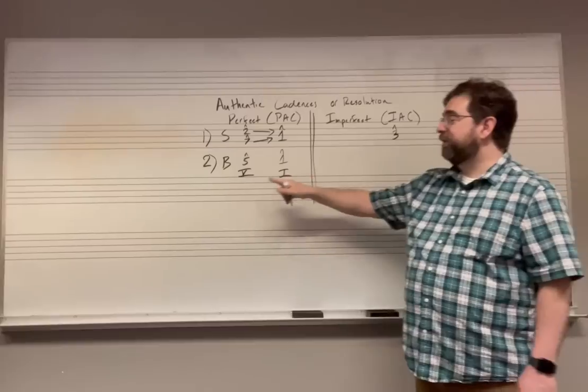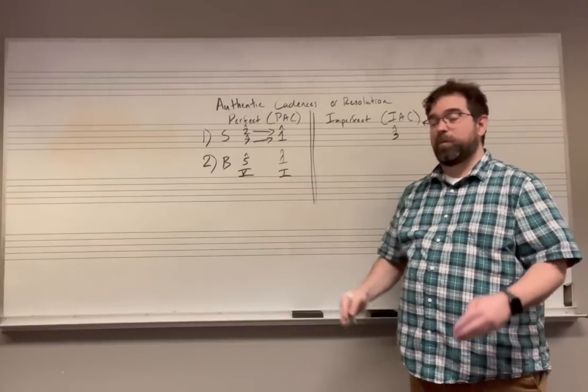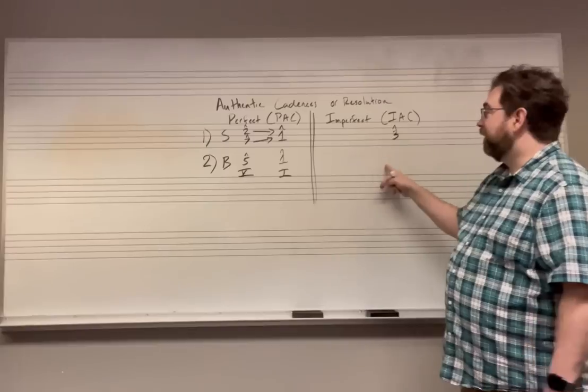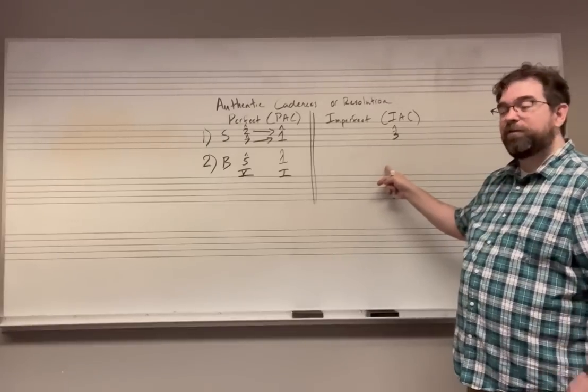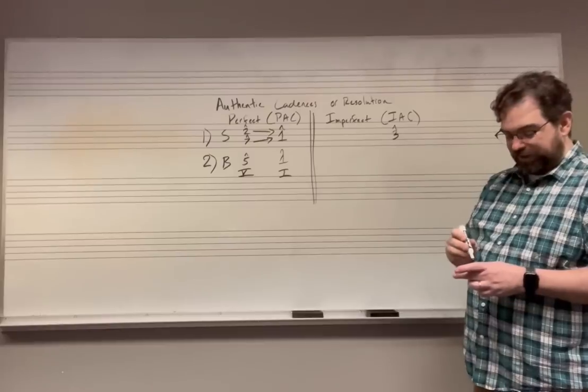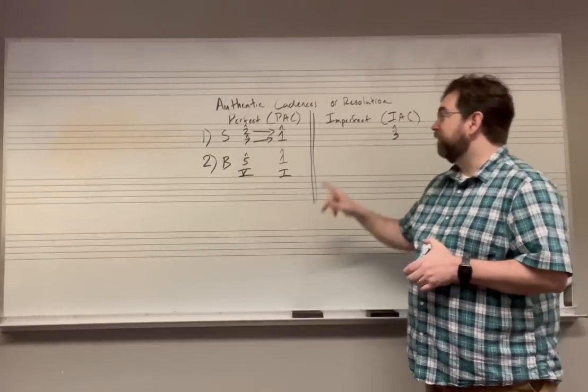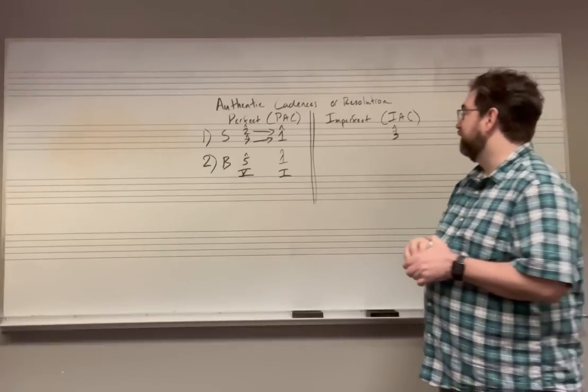Typically, your perfect authentic cadence is used to close off a piece. The piece is finished, we want it to sound final. The imperfect authentic cadence is used to make it feel like we need to go on. So if you want to have a phrase that kind of sounds complete but also feels like it needs to keep going, you can use an imperfect authentic cadence.